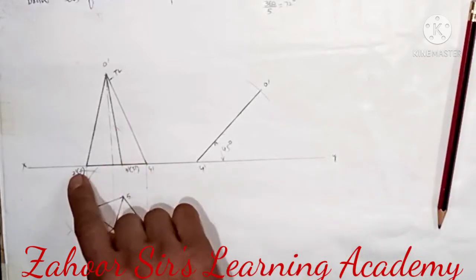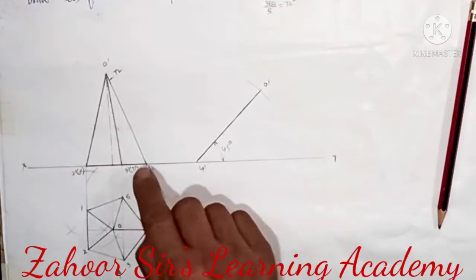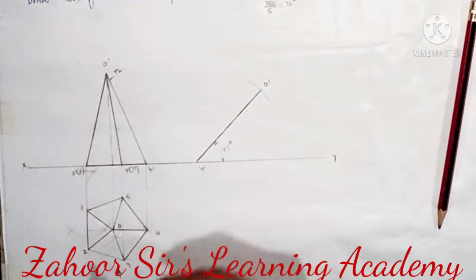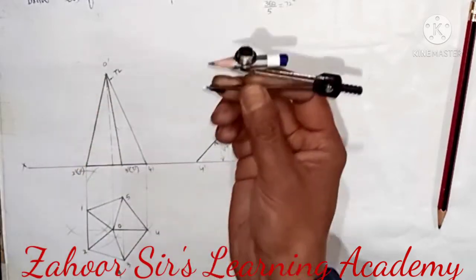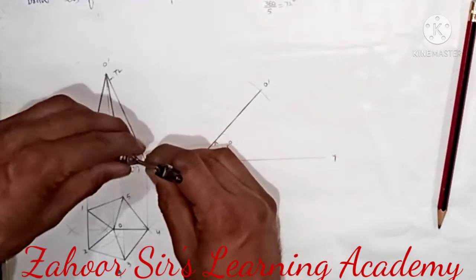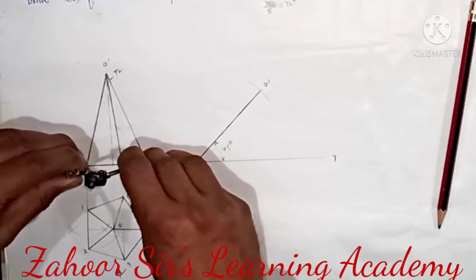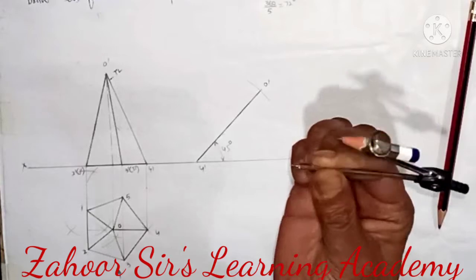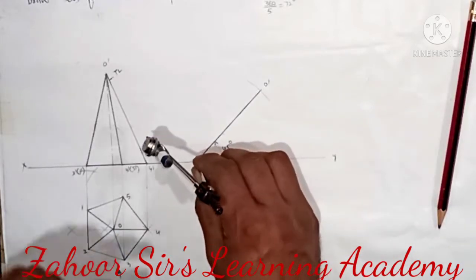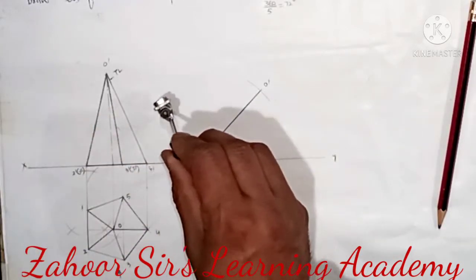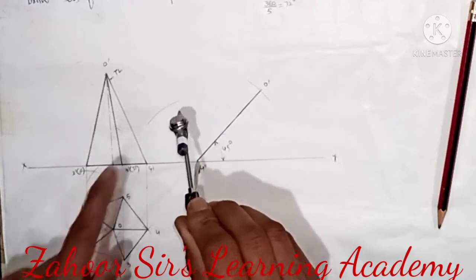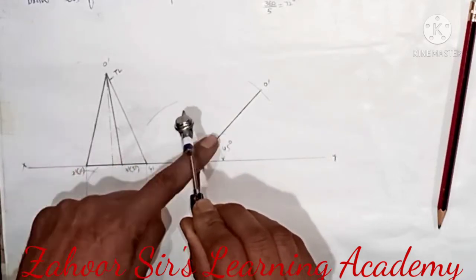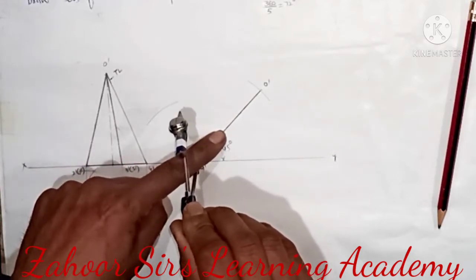Now to get the other two lines, the base and this slant edge, I will keep one leg of the compass at 4 prime and another at 2 prime 1 prime, taking the measurement there. Now keeping the leg at 4 prime, I cut an arc. See, I'm reproducing this at 45 degrees to the horizontal.